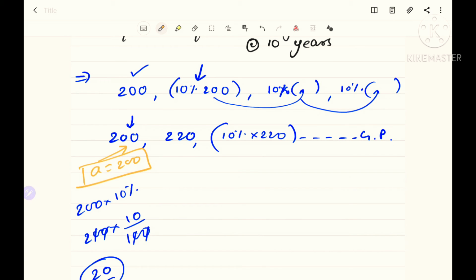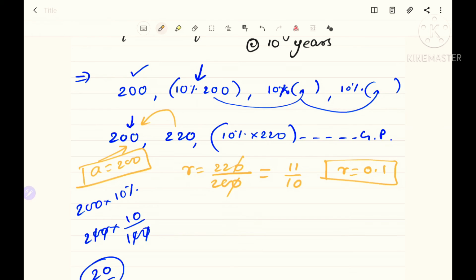So here we got A, which is 200, and if you want R, just do this simple calculation, 220 divided by 200. The 0 gets cancelled out, then it is 11 by 10, right? 11 by 10, or if you want, you can write it as 1.1. So let's mark this as 1.1.